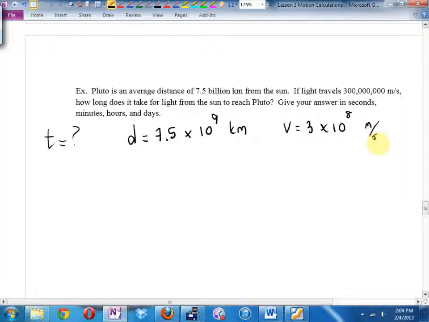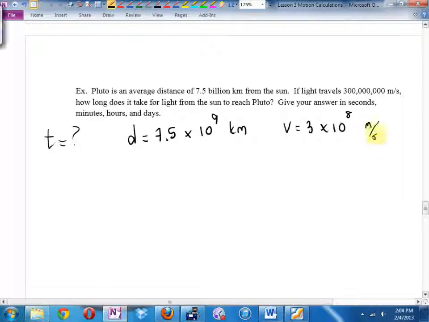But there's a problem here. What's the problem here? Okay, we got different units here. So we either need to change the kilometers to meters, or we need to change the meters per second to kilometers per second. Which one? You want to change the meters to kilometers? Okay. We're going to get big numbers.